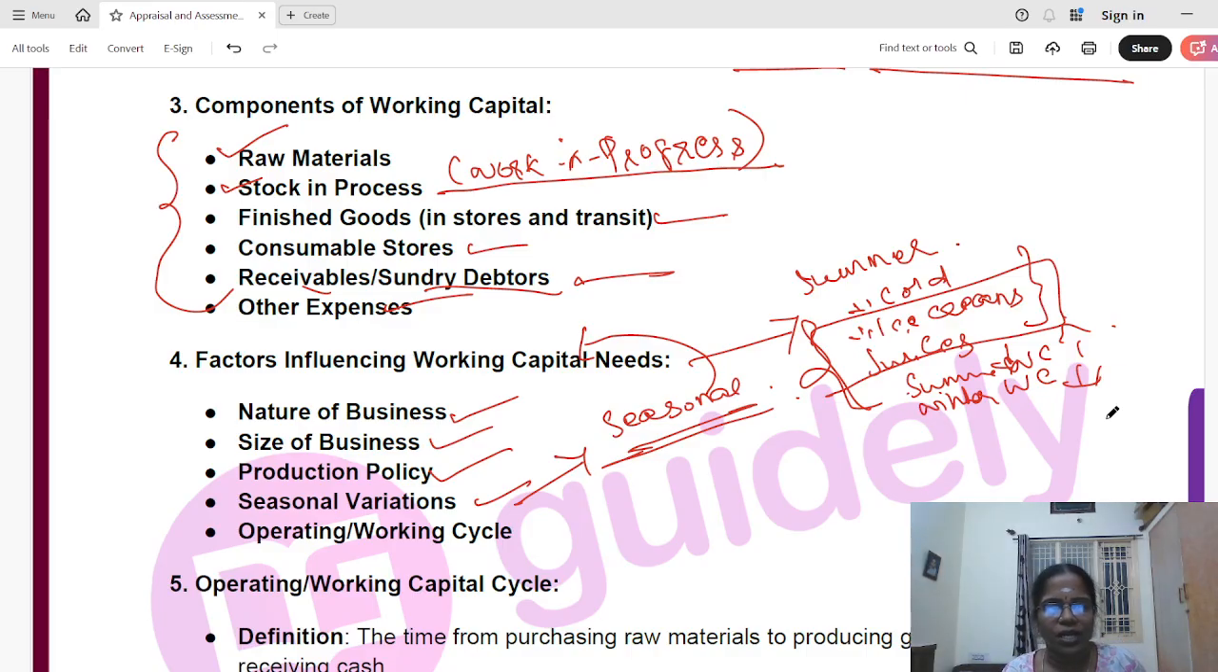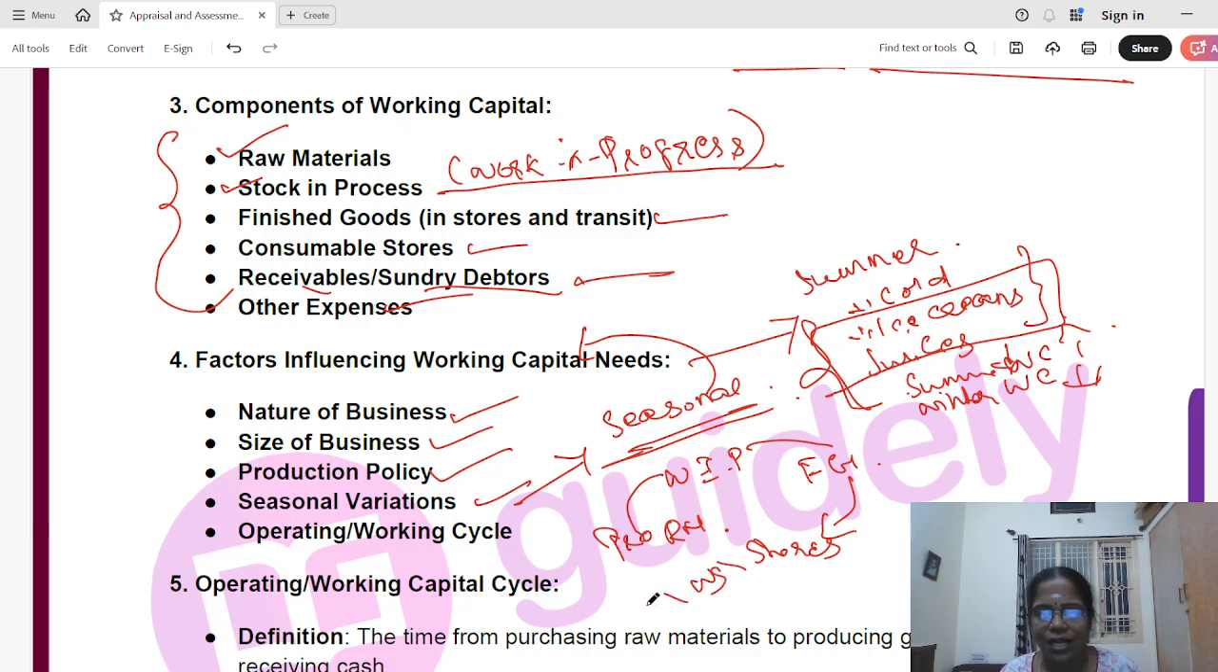Then the operating or working cycle. When it comes to the operating or working cycle, it is like this. The first one is procuring raw material. When it comes to operations, they have to check first with procuring raw material. Once the raw material is procured, it goes to work in progress. Once work in progress is done, it goes to finished goods. Once it goes to finished goods, it goes to the stores. From the stores, it goes to the wholesaler, then retailer, then finally it goes to the consumer. Where the product ends, again the business people have to procure.